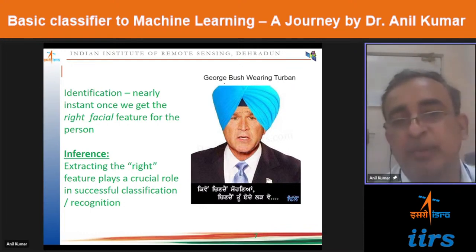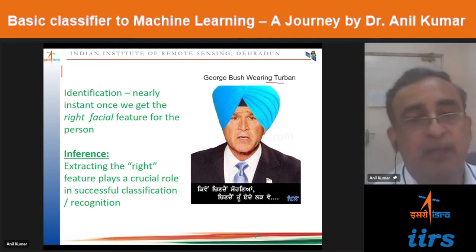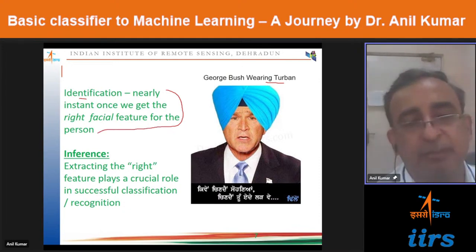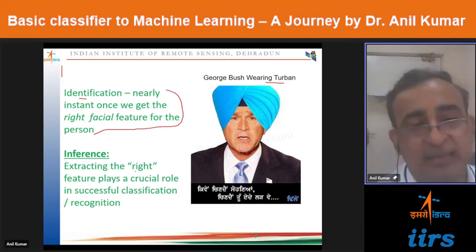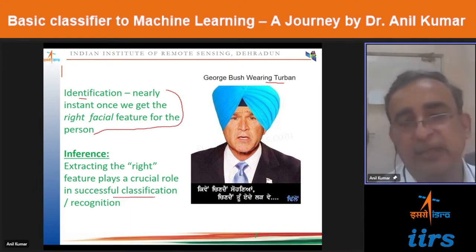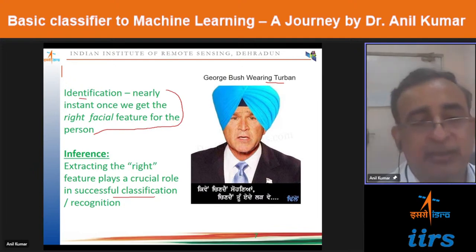But here there is some different way the person has been represented, like George Bush wearing the turban. So here basically we have to identify nearly the instance once we get the right facial feature of the person. Mainly if we can get the proper features about a person, we can really identify. And for that, extracting the right feature plays a crucial role in successful classification or recognition. Until the things were hidden about a person, we were not getting the right features to classify.